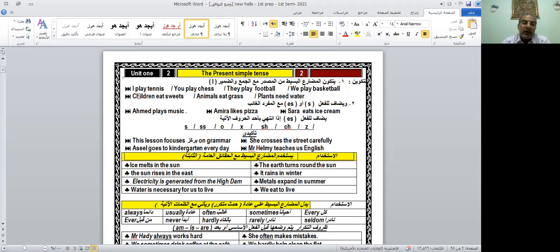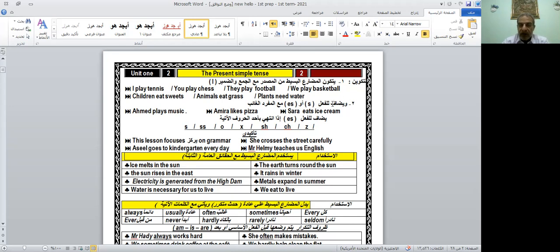Here we have pronoun. Children eat sweets, animals eat grass, plants need water. يبقى not only the pronouns but also the nouns which are plural, the verb should be in the stem.